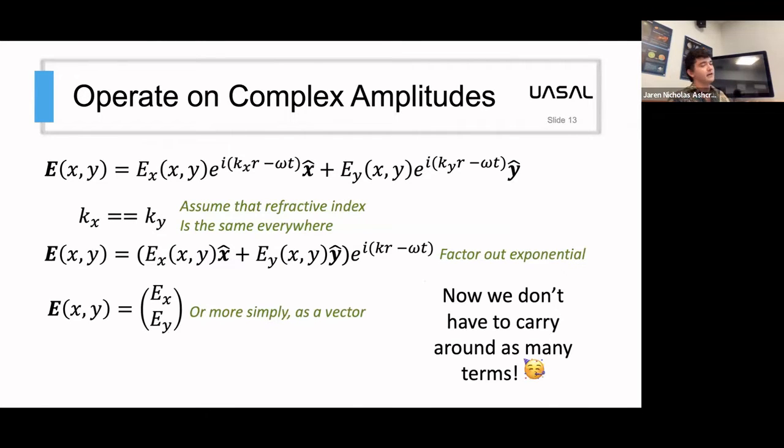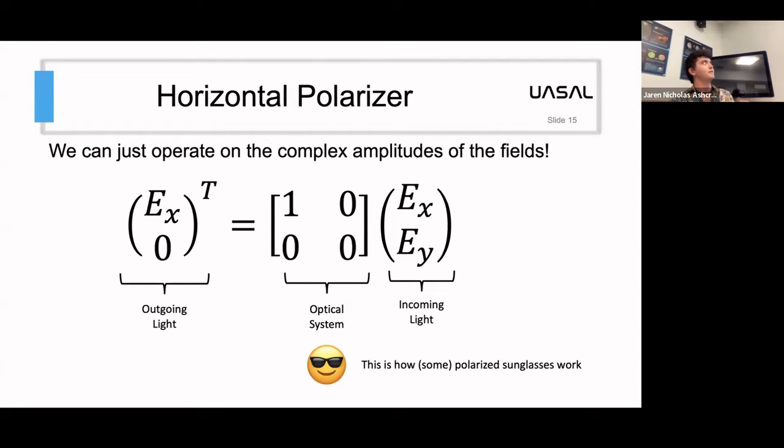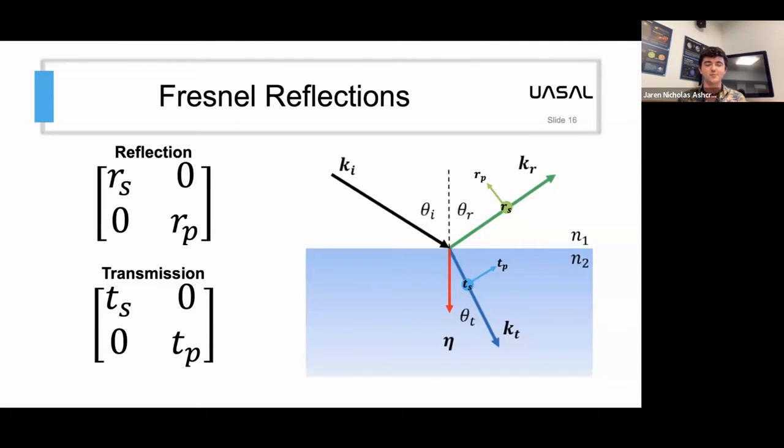And for every vector of that size, there needs to be a corresponding matrix operator, this 2x2 matrix, which we call Jones matrices. So to propagate the complex amplitude of an electromagnetic field through a polarizing optical system, it's a multiplication of a 2x2 matrix by a 2x1 vector. That's nice, and it makes things like optical modeling really easy, so that we can do more nuanced modeling later down the line. Here's an example of what a horizontal polarizer looks like. It passes one of the components, doesn't pass the other one. And that's how some sunglasses work.